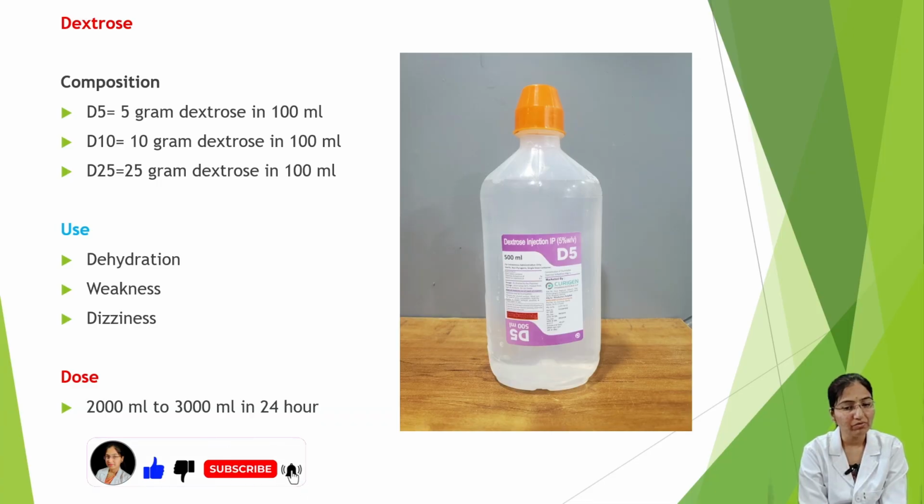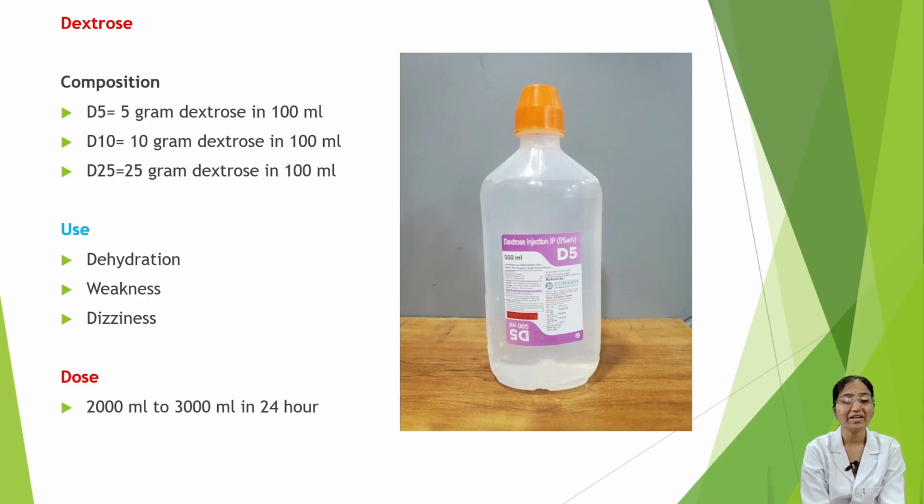And then the next IV fluid is dextrose. Composition: D5 is 5 gram dextrose in 100 ml, D10 is 10 gram dextrose in 100 ml, and D25 is 25 gram dextrose in 100 ml. It is used for dehydration, weakness, and also in the case of dizziness. Dosage is 2000 to 3000 ml in 24 hours.